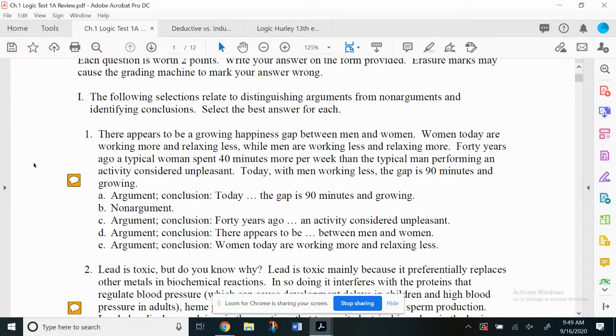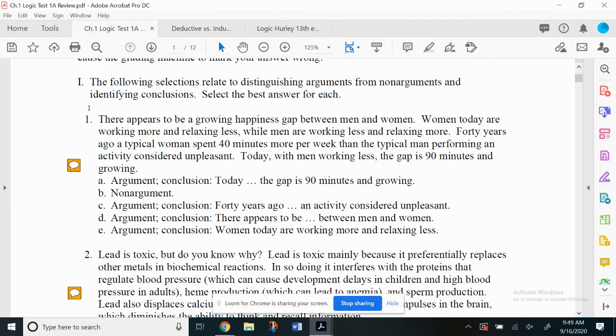Let's start at the first question. In an example here, you're going to have to distinguish arguments from non-arguments and identify the conclusions. If it's not an argument, then the answer is non-argument. If it is an argument, you've got to tell me what sentence is the conclusion. These little dot, dot, dots aren't typing out the whole sentence; they're telling you this is the whole sentence, but we're excluding that part to save room on the paper.